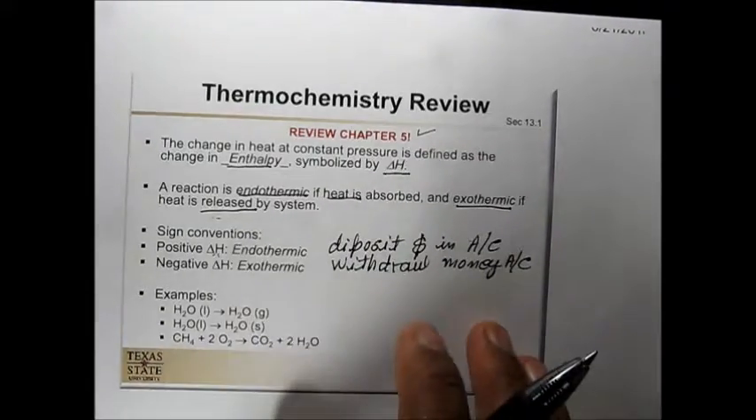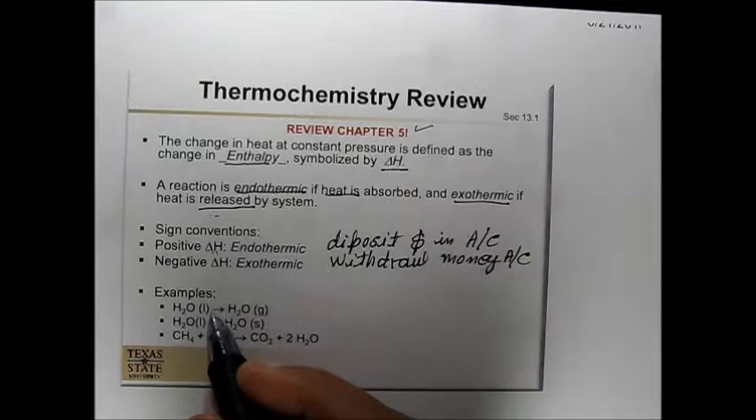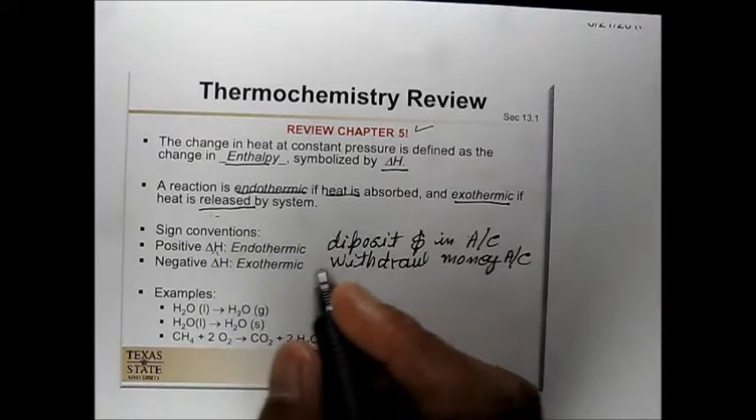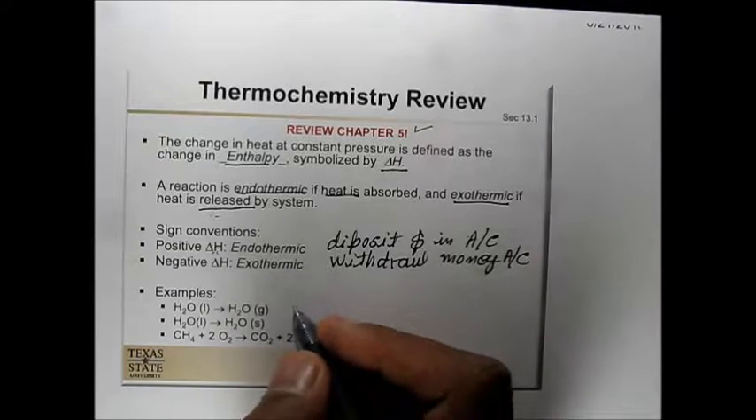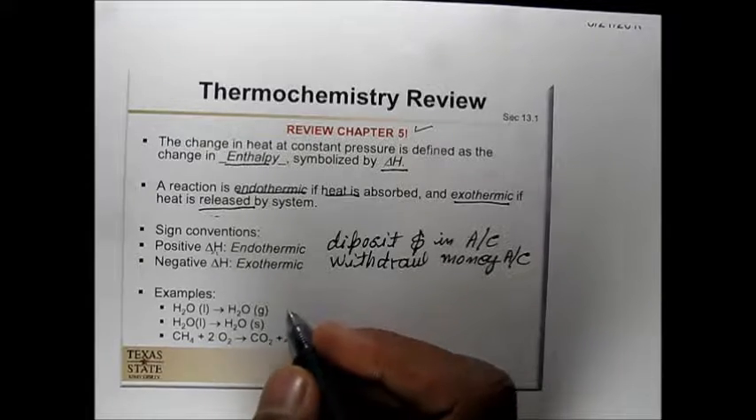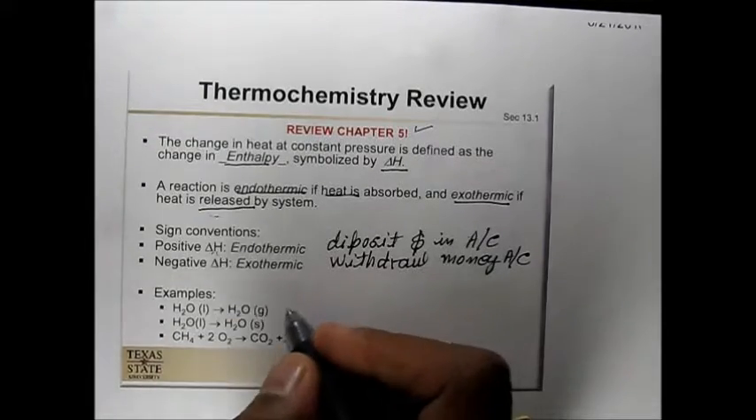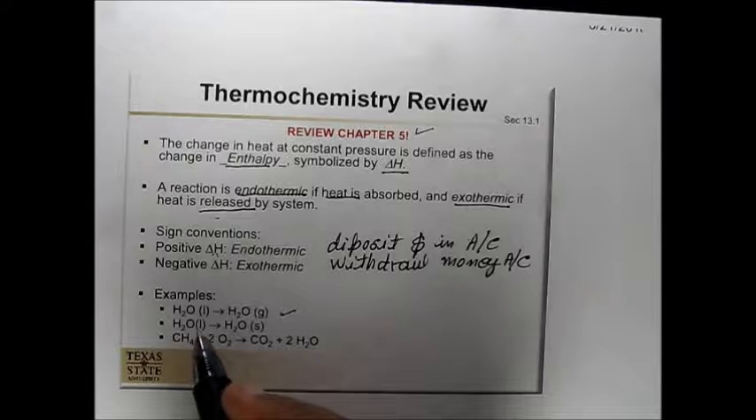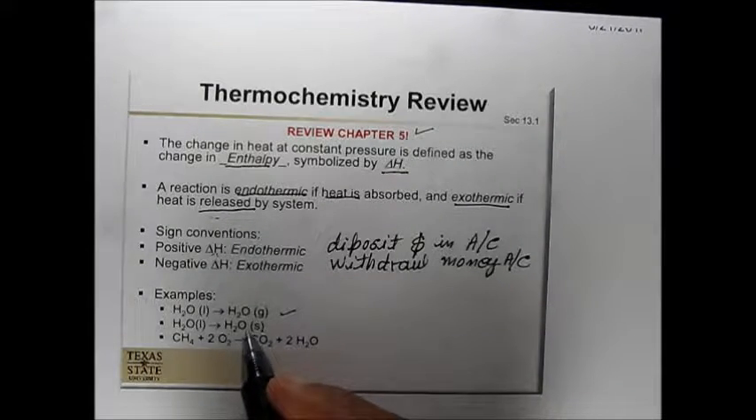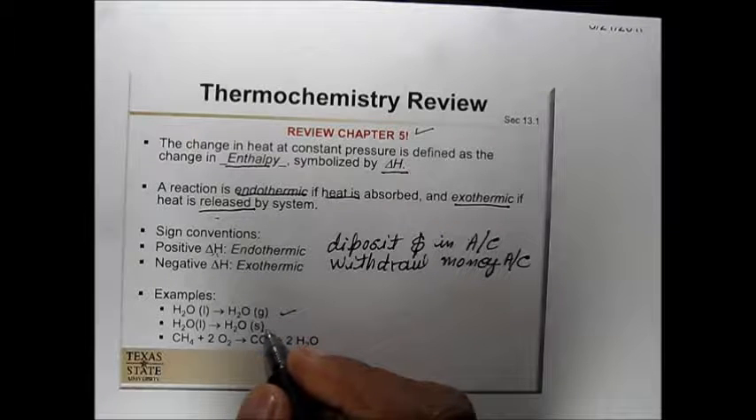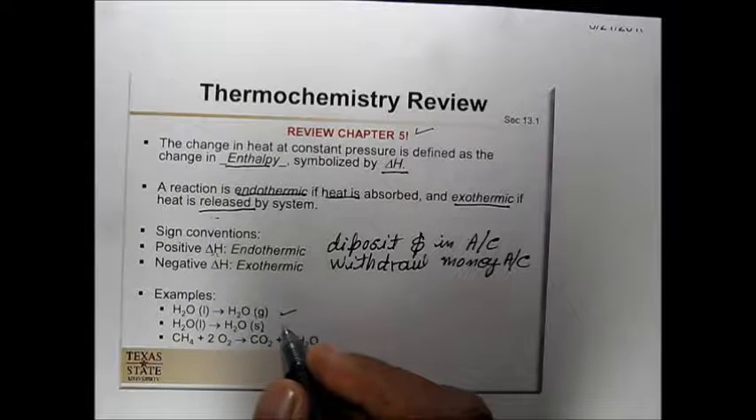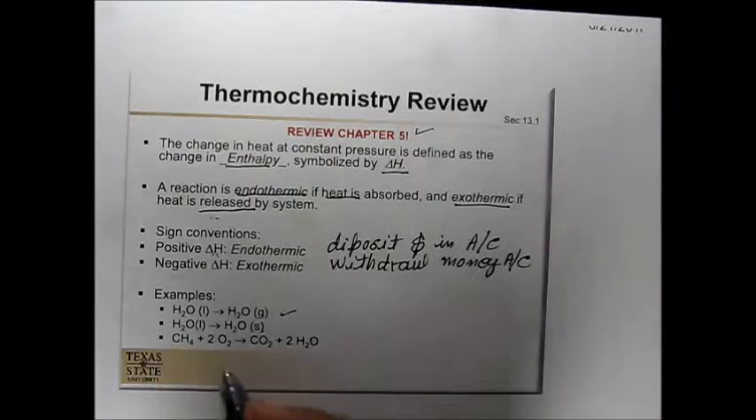So you can think about water, liquid, going to steam. Basically we have to convert water into steam, which means you have to provide energy. So this will be an endothermic process. Water, liquid to solid, means we want to freeze the water into ice. So we have to remove the energy so that it can freeze. So this will be an exothermic process.